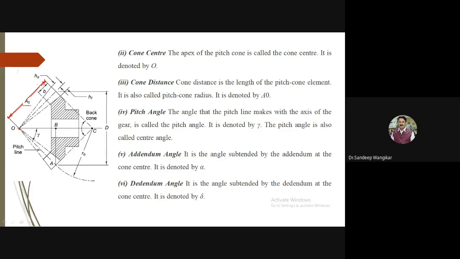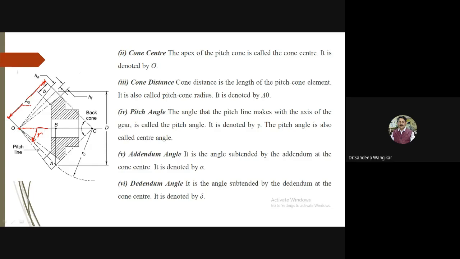Pitch angle. Already discussed, already given you the idea. This is the angle between the pitch line and the center line. So the angle that the pitch line makes with the axis of the gear. So you can say here, this is the axis of the gear, and this is your pitch line. Whatever angle is made by this is denoted by gamma. So the angle that the pitch line makes with the axis of the gear is called the pitch angle, denoted by gamma. The pitch angle is also called the center angle.